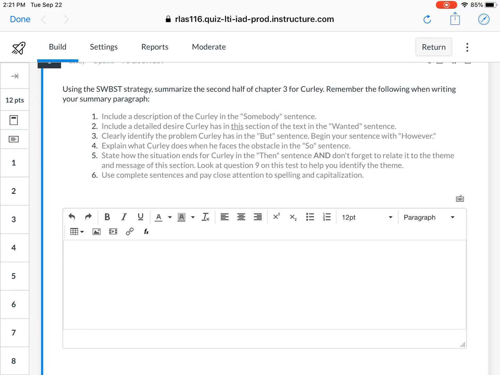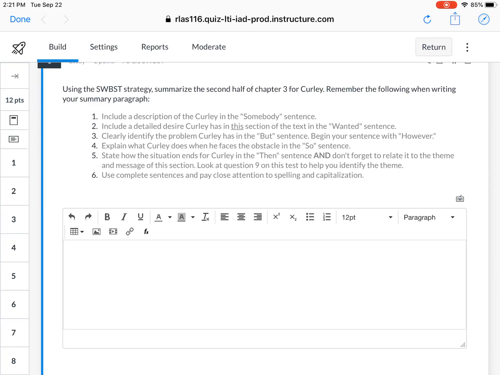So a somebody wanted but so then paragraph is a summary focusing on one character in a story. This one tells us to include a description of Curly because that's who we're focusing on for the second half of Chapter 3. A lot of you guys did not write about the correct spot. A lot of you were talking about Candy and Candy's dog. Well, that was the paragraph that we have already written. This one is supposed to be focused on Curly.